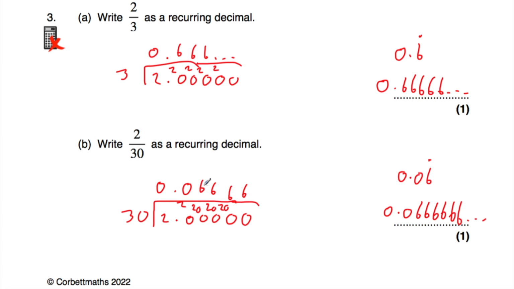So it'll be 0.0666666, and so on. So that's it. So 2 30ths as a recurring decimal would be 0.06 with the little dot above it.